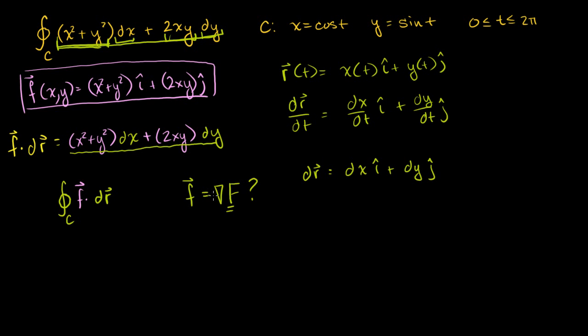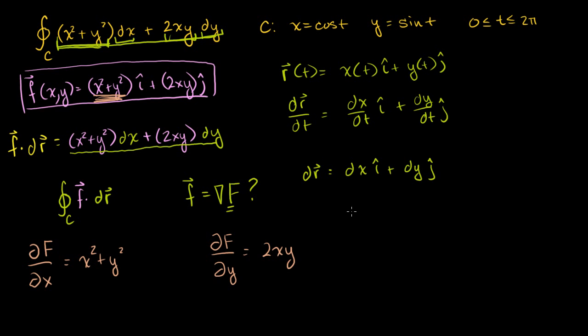So in order for capital F's gradient to be that, that means that the partial derivative of our capital F with respect to x has got to be equal to x squared plus y squared. And it also tells us that the partial derivative of capital F with respect to y has got to be equal to 2xy.